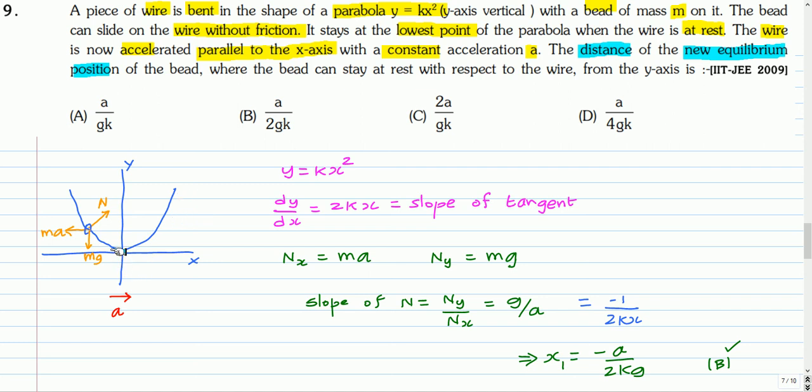So initially when the wire is at rest, the bead will be at the bottommost position because of the gravity pull, and once it starts accelerating towards the right, there will be a pseudo force acting on this bead. Because of that, the bead will move up and reach this new equilibrium position.